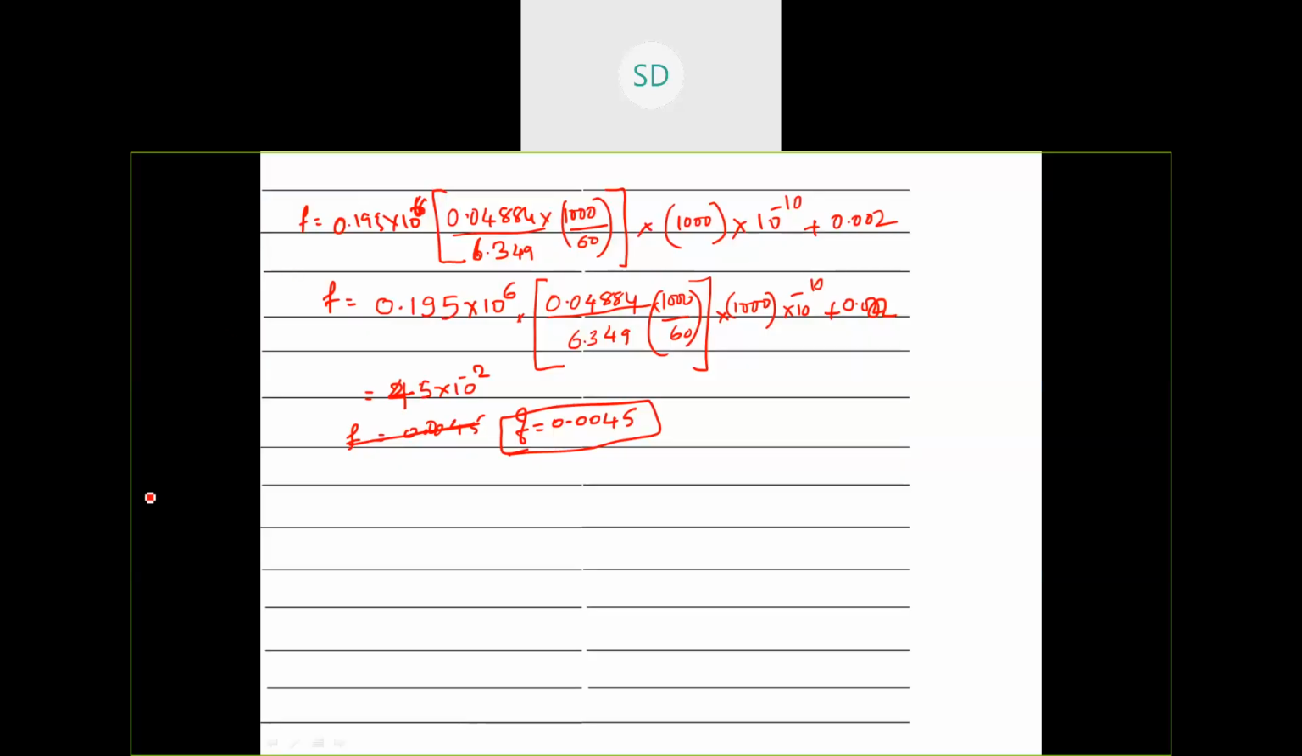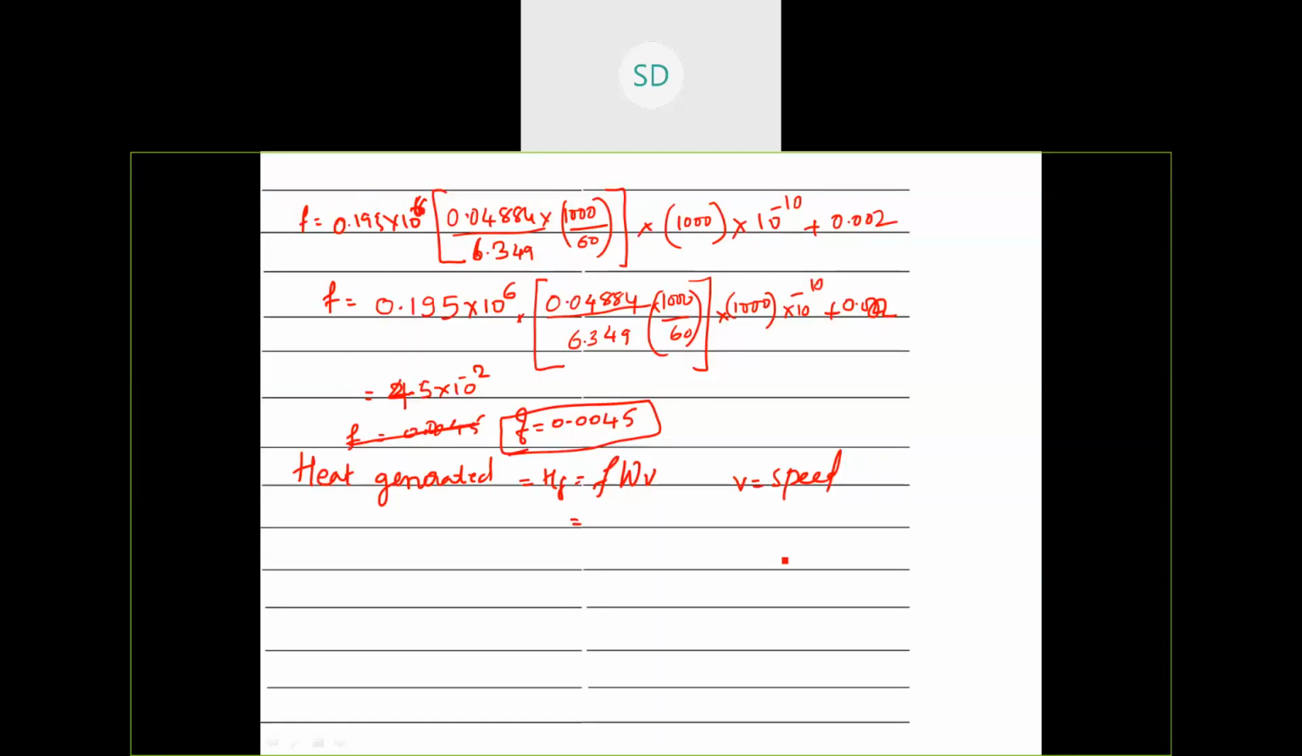So now heat generated, H is equal to F capital W into small v. Now v is what? It is the speed in terms of meter per second, that is the rubbing velocity. So let us calculate the velocity first. So v has to be in meter per second.